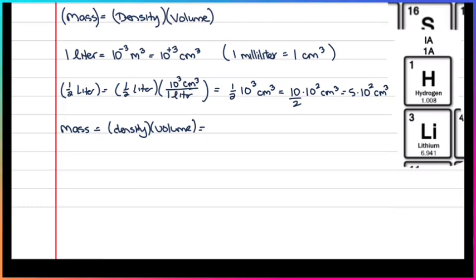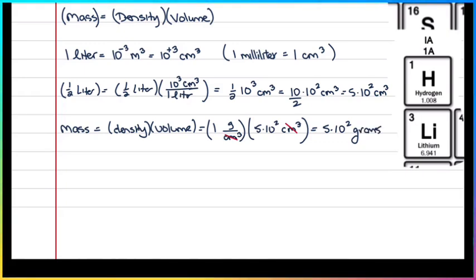So that looks like then it's 1 gram per cubic centimeter. And then our volume we had was 5 times 10 to the 2 cubic centimeters. Cubic centimeters cancel. And it looks like then I get that this is 5 times 10 to the 2 grams. So that's how much mass of water I have.